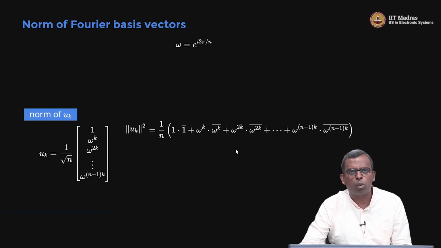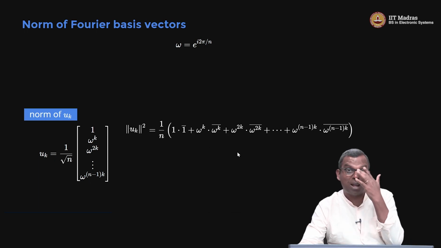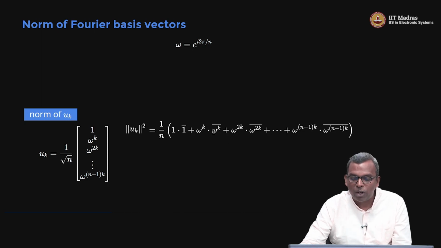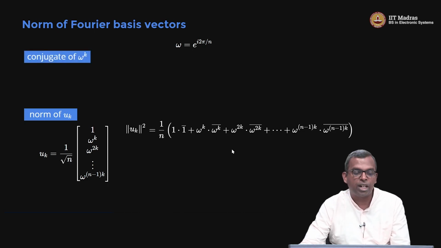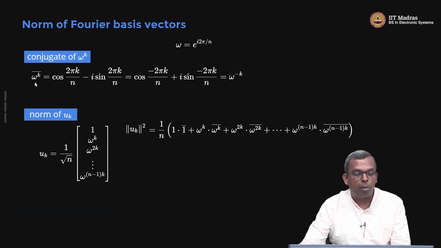This has to be equal to 1 if I claim that my orthonormality is correct, but then I need to evaluate omega k bar. What is the conjugate of omega k? Okay. Omega k bar is cos 2 pi k by n minus i sin 2 pi k by n. Now, this minus sign can be moved inside. Cos, of course, nothing happens to it when the minus angle goes in, but sin of minus is minus.